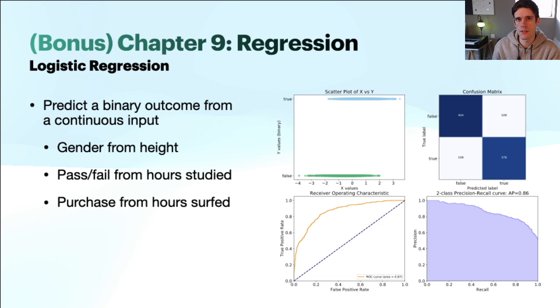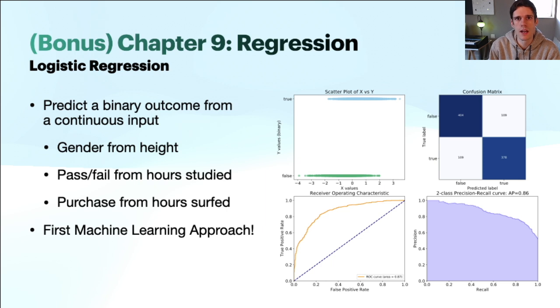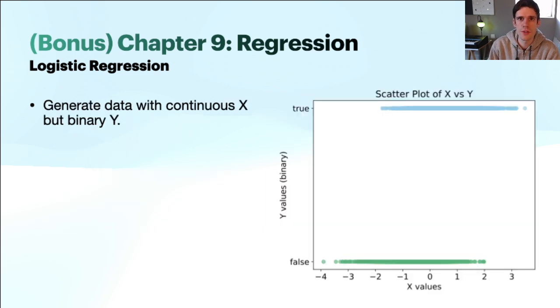These are all examples where it would indeed be incredibly useful to predict a binary or categorized output based on an input that is continuous. And as I said, doing so will bring us to our first encounter with machine learning. So let's see how this is done. The first step, of course, as always, is to generate our own datasets such that we can simulate different scenarios and get a better understanding.